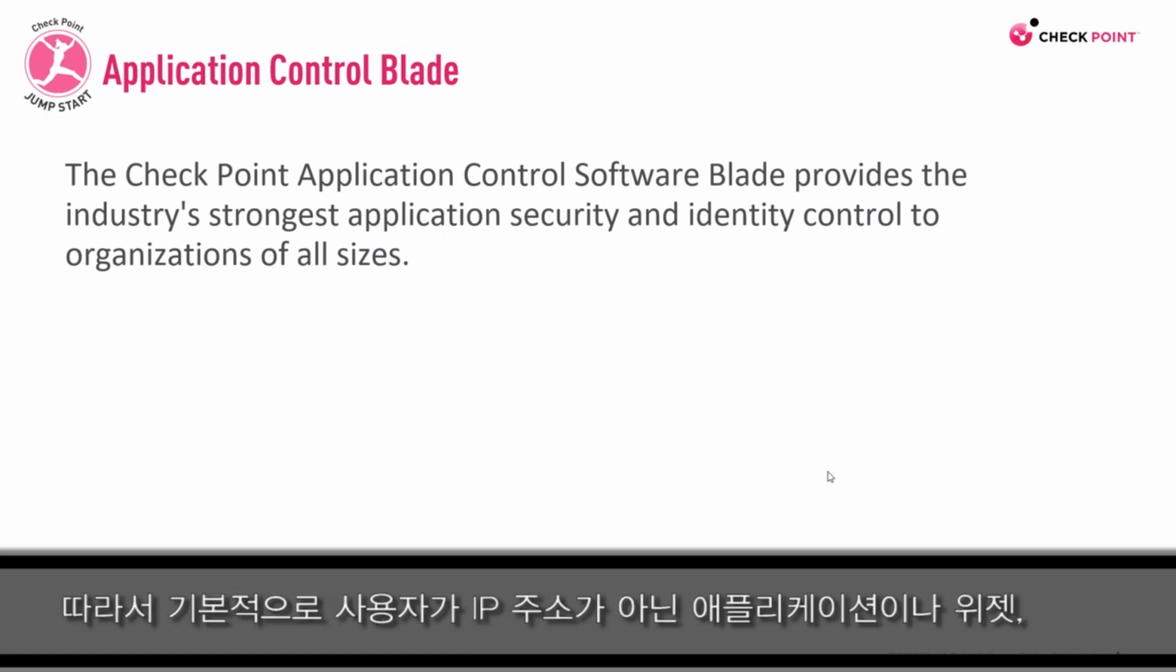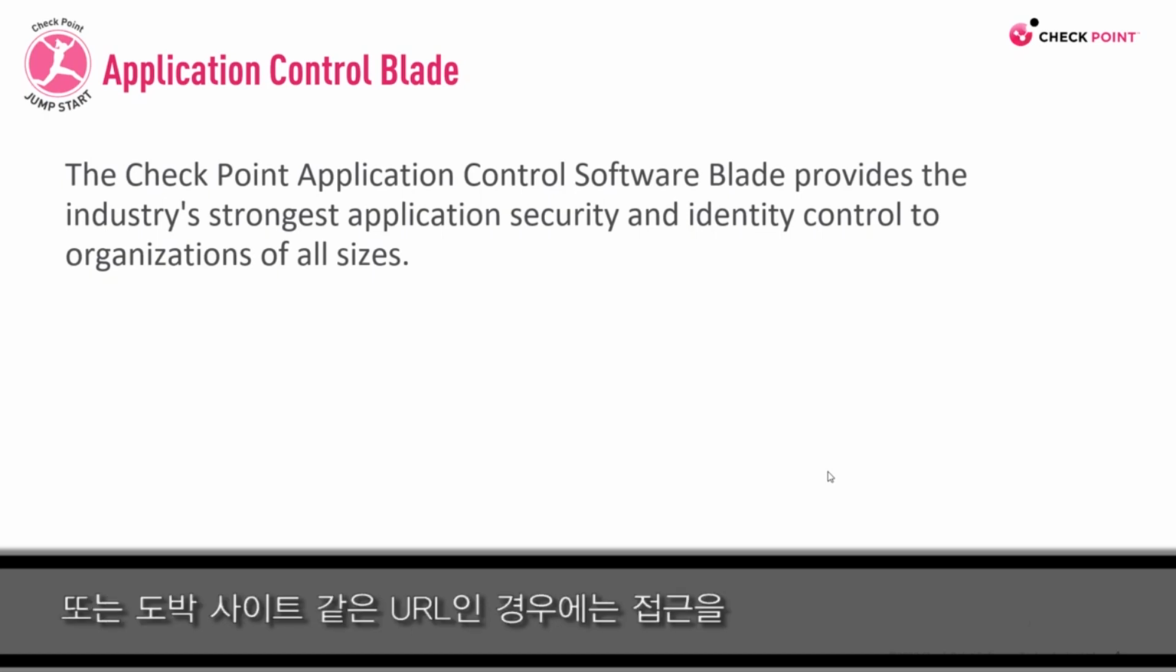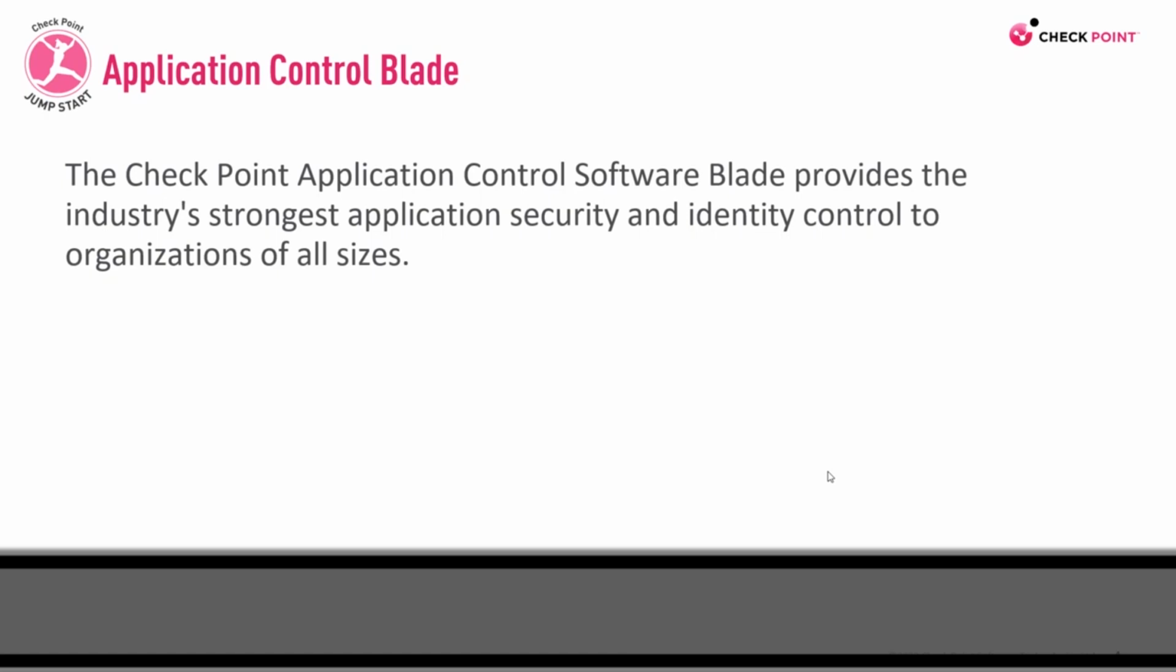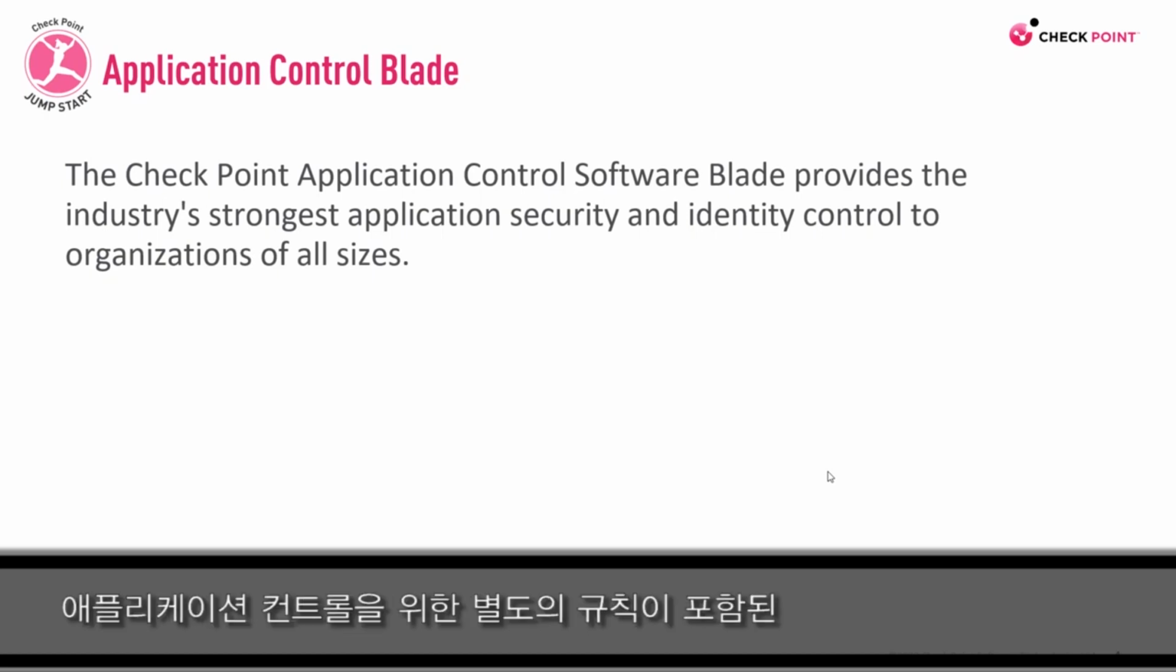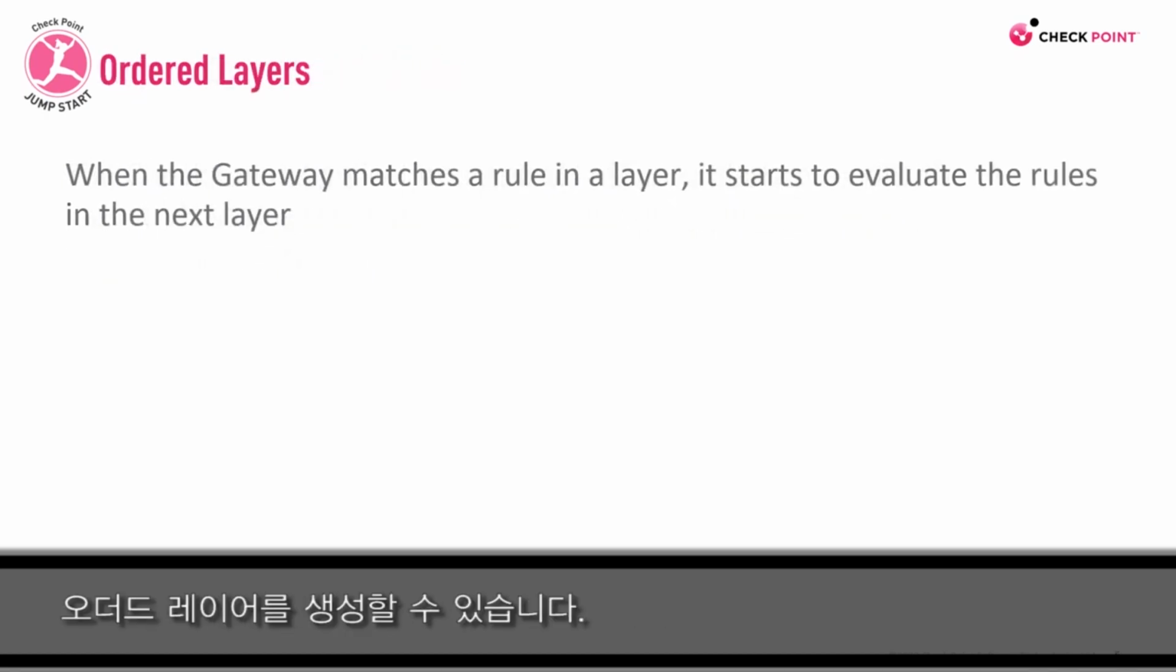So basically it means if a user is accessing something and now the destination is not going to be an IP address, but it's going to be an application or a widget or even a URL category such as gambling, you'll be able to block it. Easy as that. We allow our customers to integrate the application control blade within their policy, or they can create an ordered layer with another set of rules specific for application control.